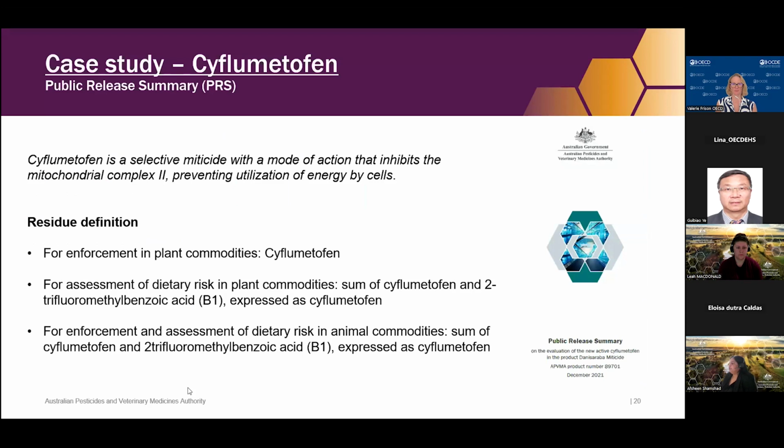So we established a residue definition. I chose this example because it provides a complex residue definition. For enforcement in plant commodities, the residue definition is the parent cyflumetofen, and for dietary risk assessment in plant and animal commodities, and for enforcement in animal commodities, it's the sum of the parent cyflumetofen and 2-trifluoromethylbenzoic acid, also referred to as B1. So from now on, I will refer to 2-trifluoromethylbenzoic acid as B1.